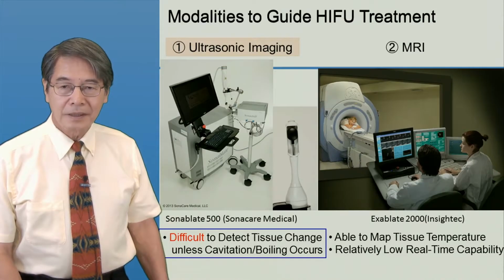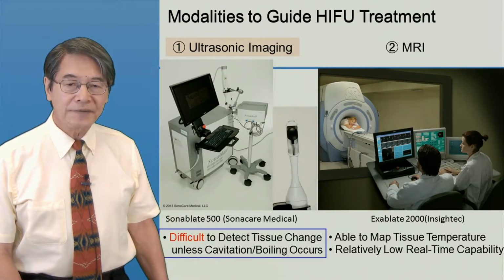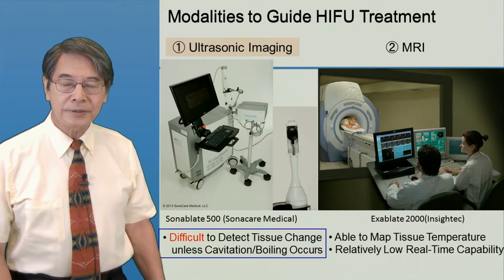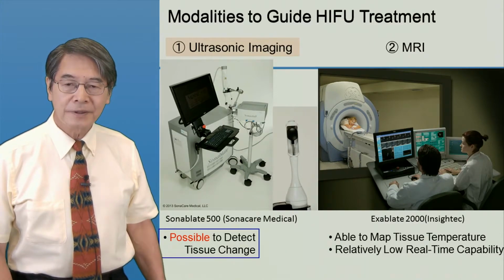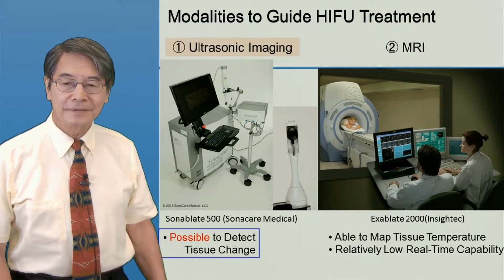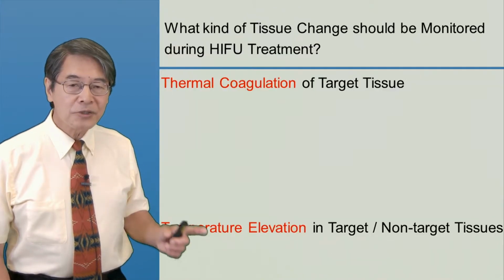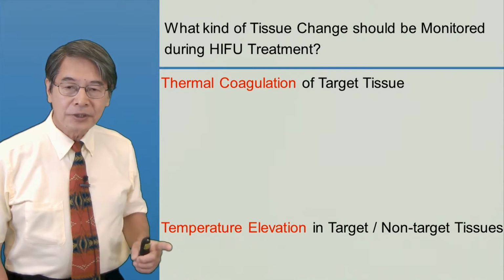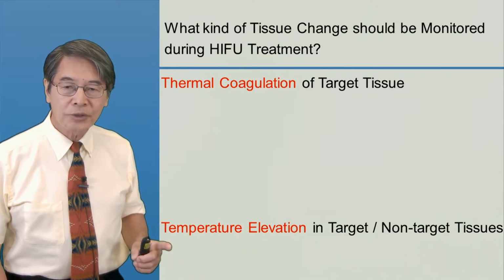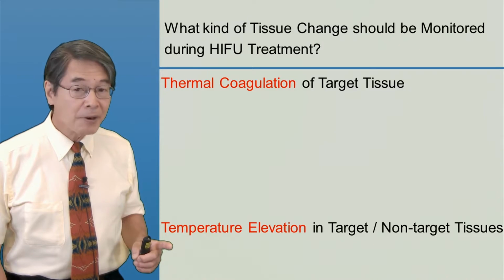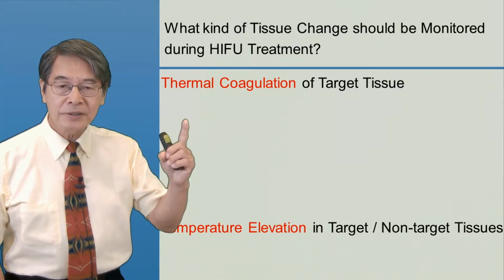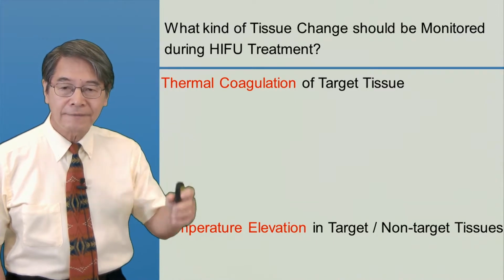I said ultrasound has its difficulty to detect tissue change unless cavitation and/or boiling occurs. However, it's possible. What kind of tissue change should be monitored during HIFU treatment? The temperature elevation in target and non-target tissues, like MRI shows, or the thermocoagulation of target tissue itself.